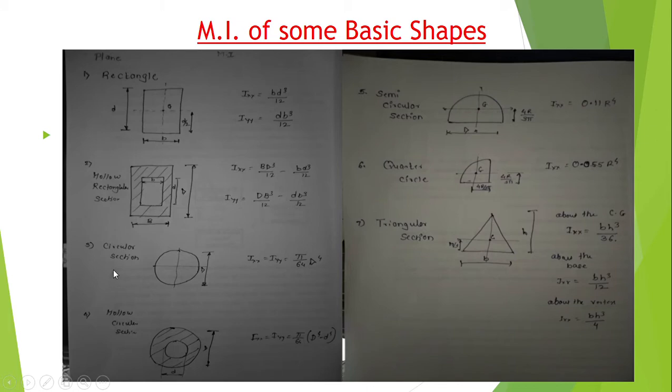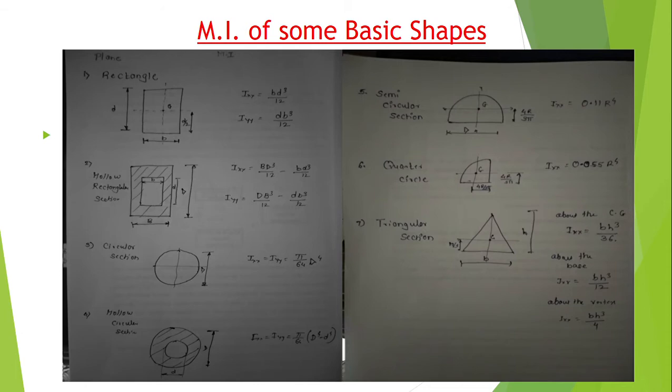The third one is circular section. For circular section the formula for Ixx and Iyy will be the same, pi by 64 into d raised to 4. The fourth one is hollow circular section. Here also we have to subtract the smaller circular section from the larger circular section. The formula will be pi by 64 into bracket capital D raised to 4 minus small d raised to 4, where capital D is the larger, outer diameter of that section and small d is the inner diameter.